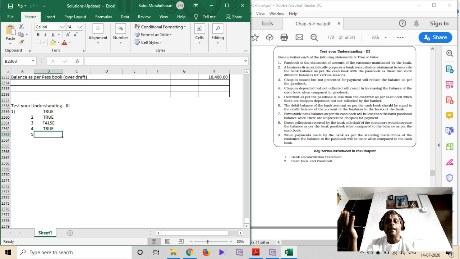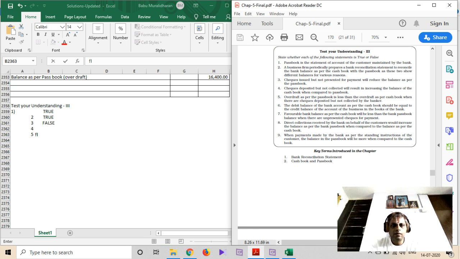Once the check is credited in the bank, then only the passbook overdraft will come down. Till that time, cash book overdraft will show a lesser balance than passbook overdraft, right? So in this question, right? Question number 6.